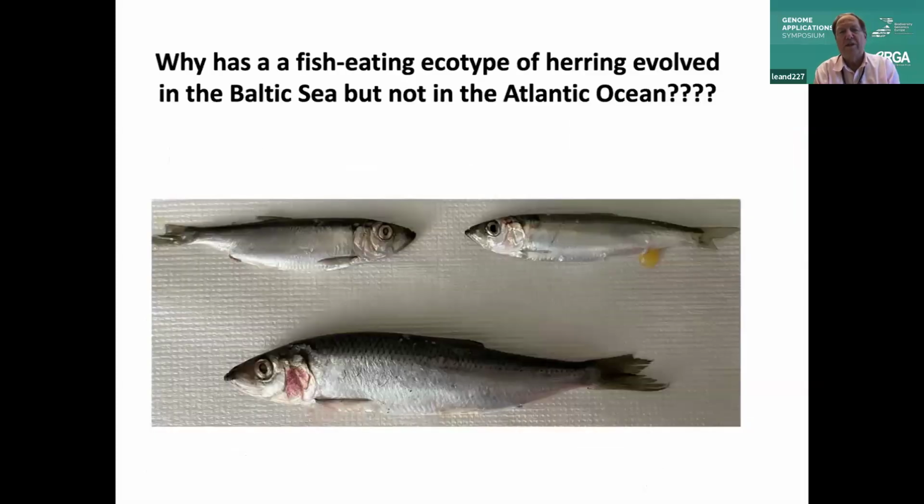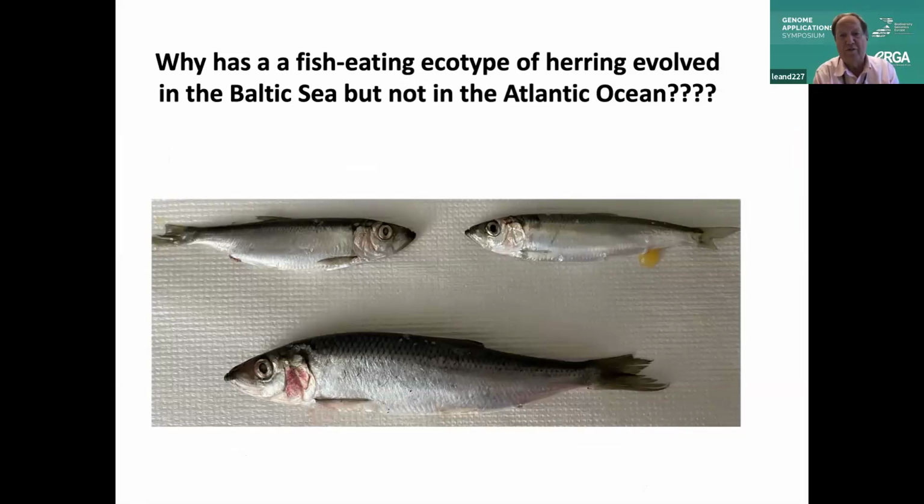So the important question is, of course, why has a fish-eating ecotype of herring evolved in the Baltic Sea but not in the Atlantic Ocean? One should remember that the Baltic Sea is a young water body. It is around 8,000 years old. So after the last glaciation, colonization happened, and there's a shortage of marine fish in the Baltic Sea.